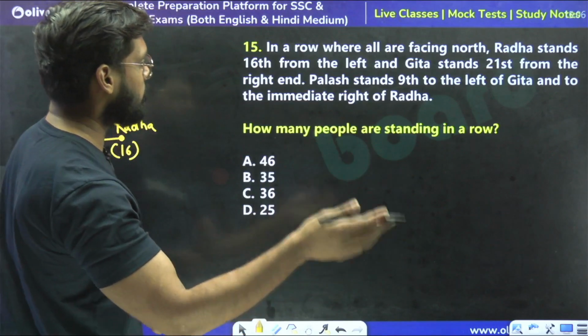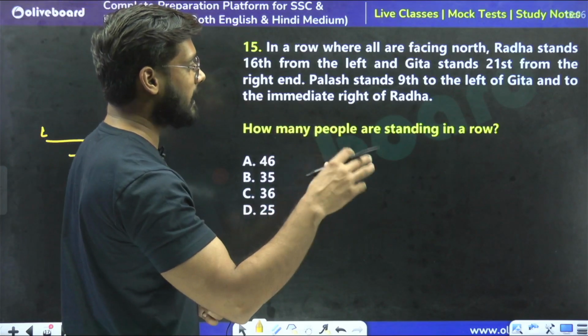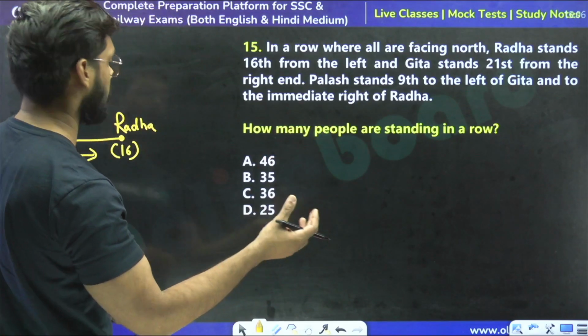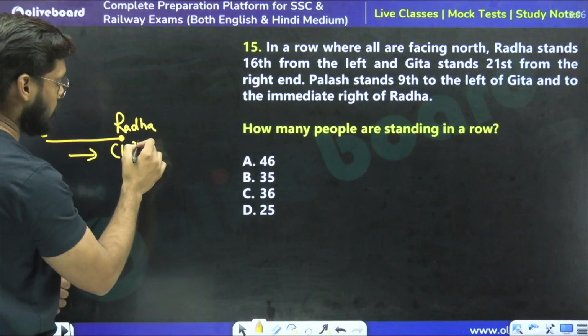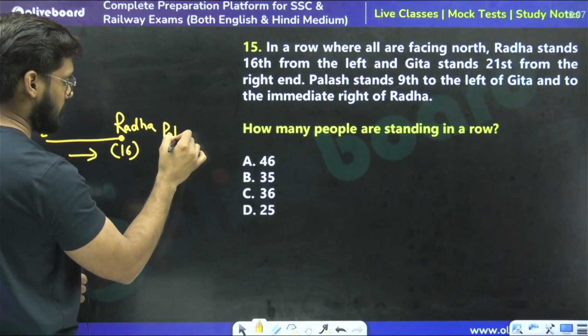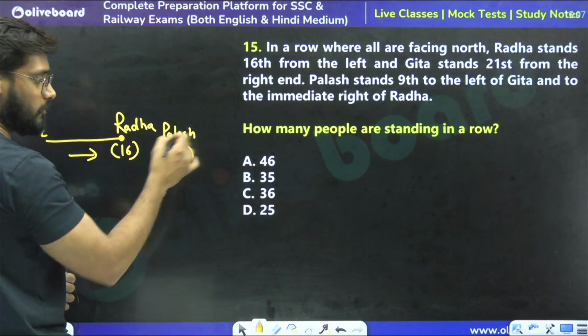Geeta stands 21st from the right. Palash stands 9th to the left of Geeta and to the immediate right of Radha. So Palash will be at the 17th position from the left, because he is immediately to the right of Radha.